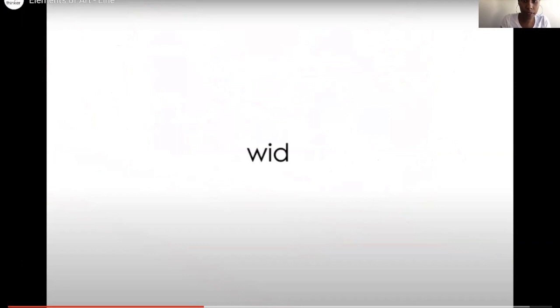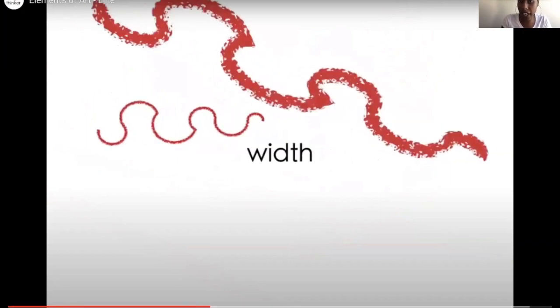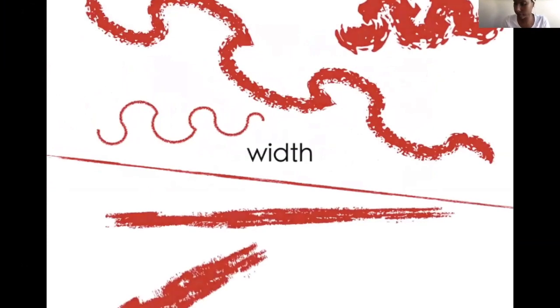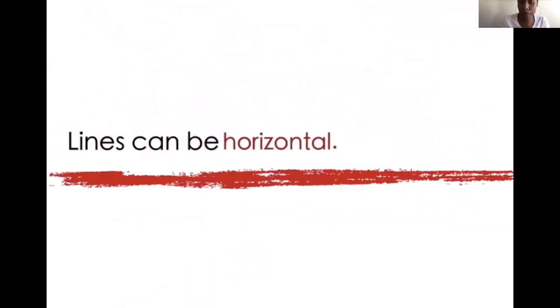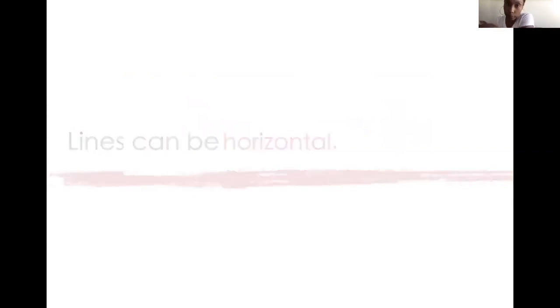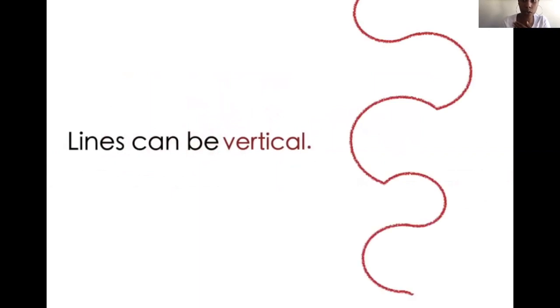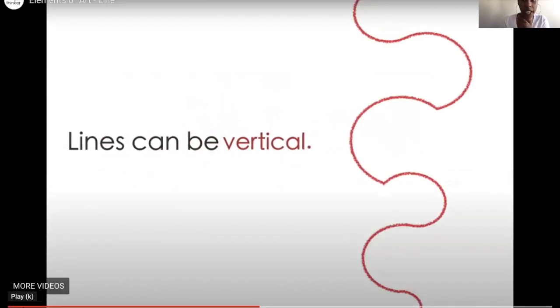Okay. And they can vary in direction, width. Lines can be horizontal and lines can be vertical. Now, I don't like the way that they show this vertical line, because I want you all to know that vertical lines are straight up and down. So I'm not too crazy about that part.